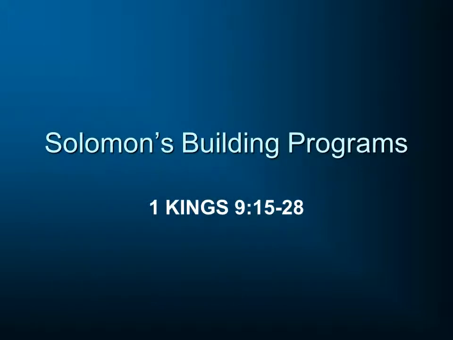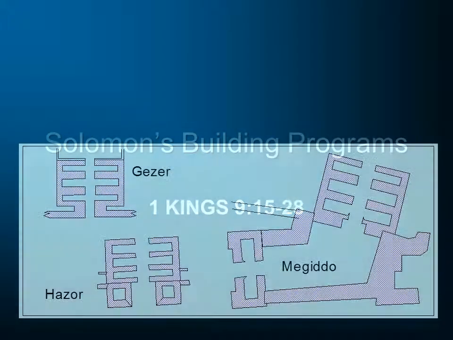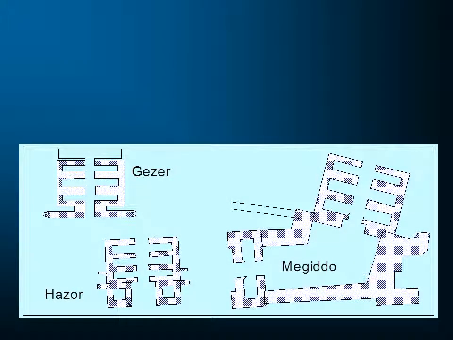Next, we want to look at Solomon's building programs in chapter 9, verses 15 through 28. He fortifies cities, and what I've put here are the diagrams of what the city gates would look like, at Gezer, at Hatzor, but especially at Megiddo. The site at Megiddo is just phenomenal to see. You can also see the sort of thing at Dan, but I've not included that here because Solomon doesn't build the gates at Dan.